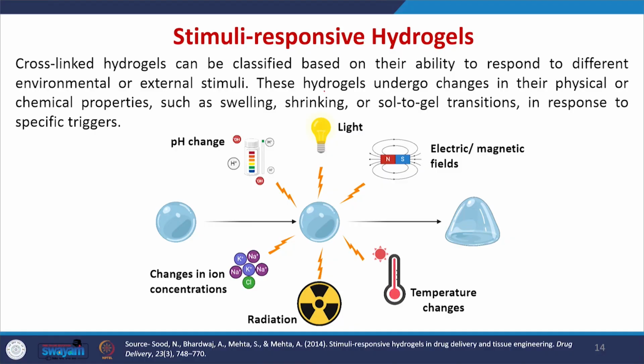Let us learn stimuli responsive hydrogels in detail. These stimuli responsive hydrogels undergo changes in their physical or chemical properties, such as swelling or shrinking, in response to specific triggers. It can be pH, or it can be light, or it can be temperature, or electric or magnetic field. Let us see some of the examples with details.